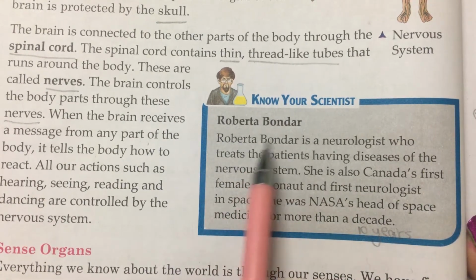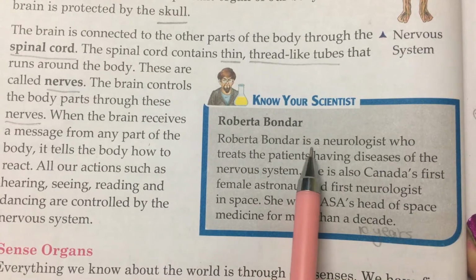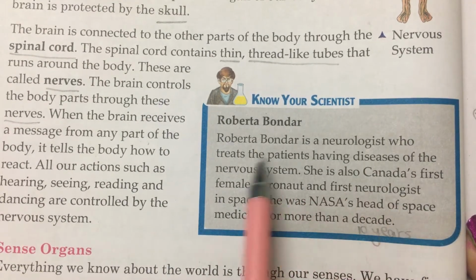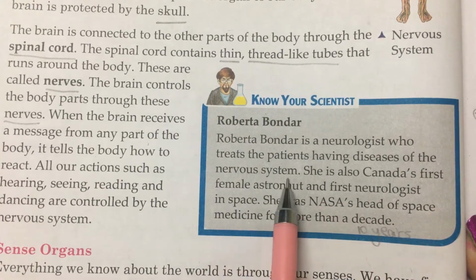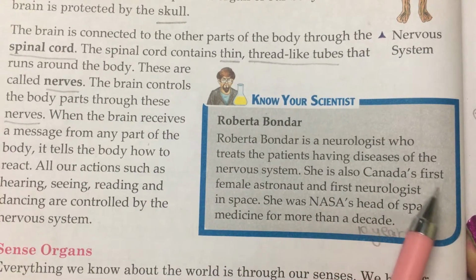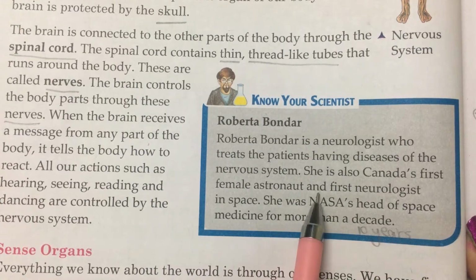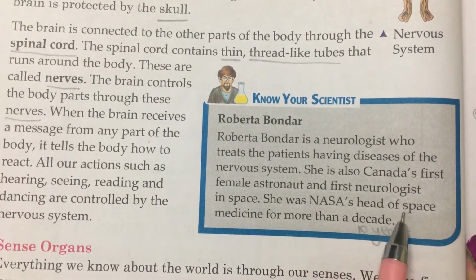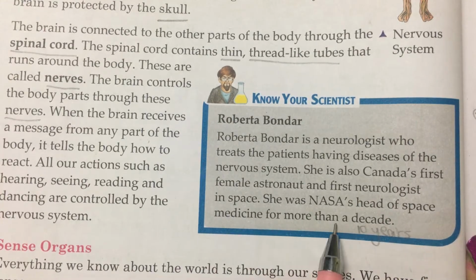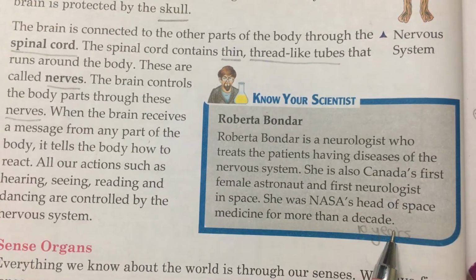Roberta Bondar is a neurologist who treats patients having diseases of the nervous system. She is also Canada's first female astronaut and first neurologist in space. She was NASA's head of space medicine for more than a decade.